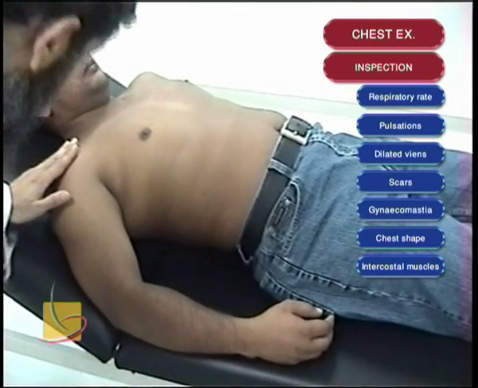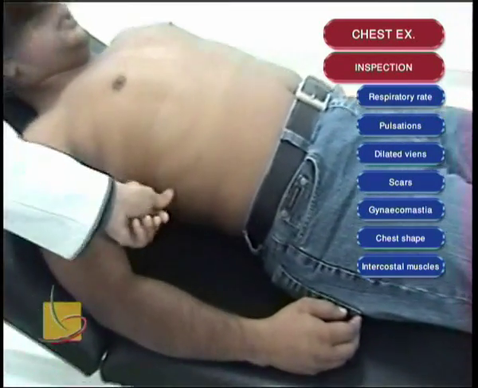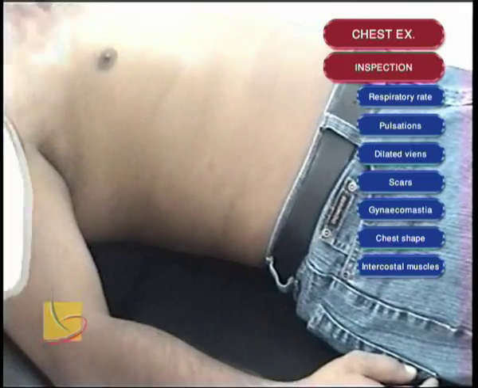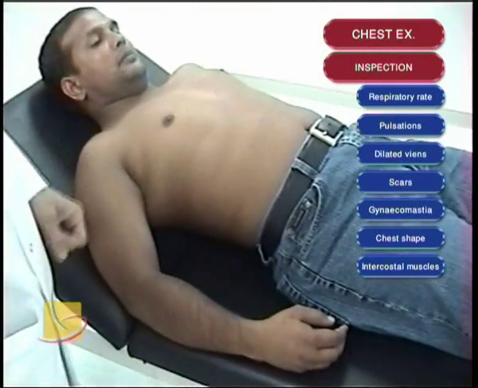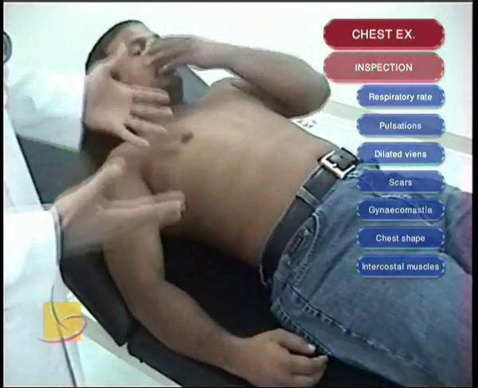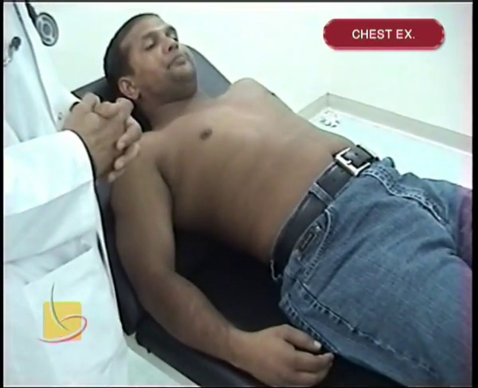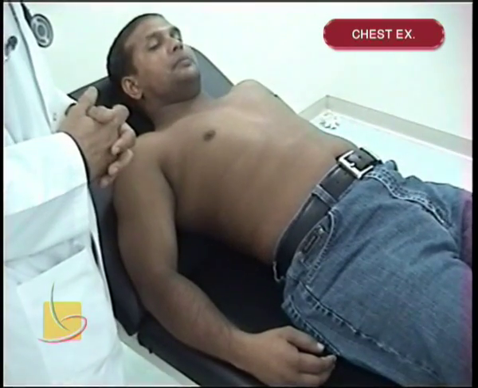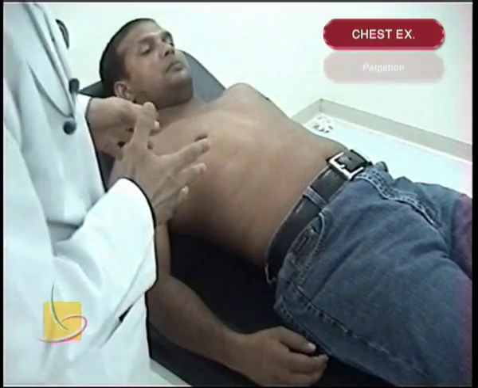Take a deep breath, please. Like this. In this area, again. So you ask the patient to breathe deeply. Some people, you may notice that the intercostal muscles are contracting even without asking him to take a deep breath, like in severe obstructive airway disease. And then you move to palpation.